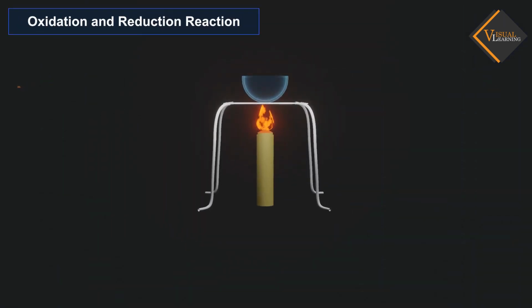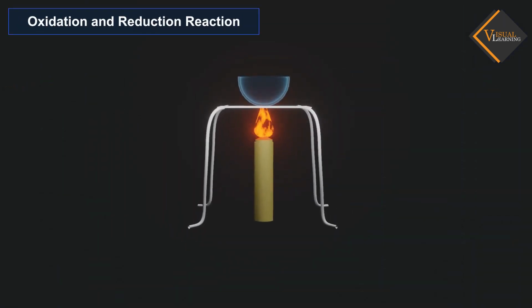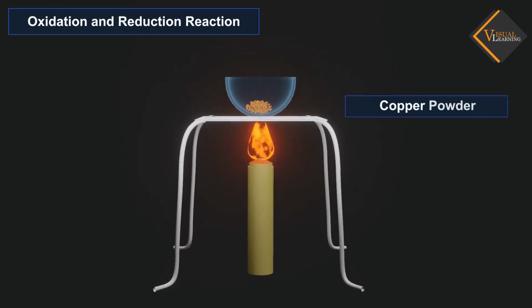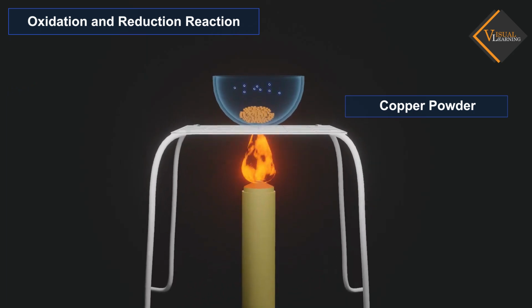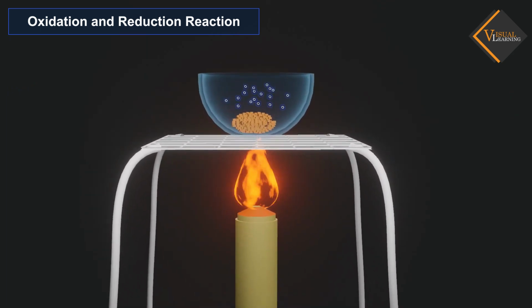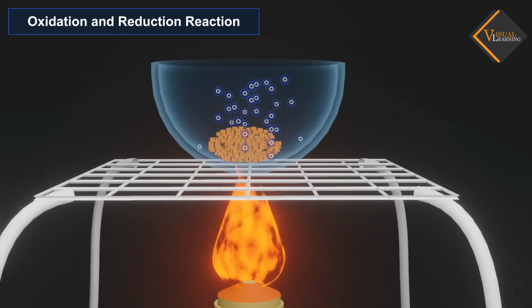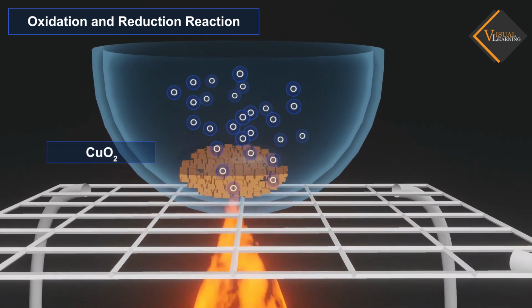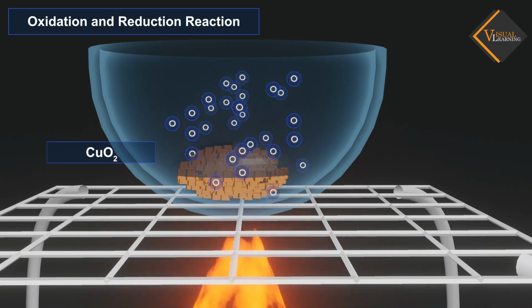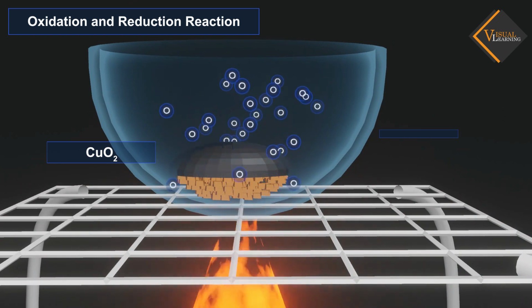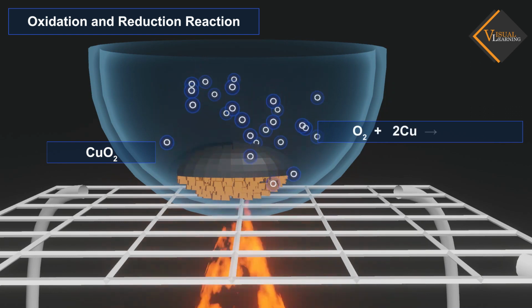Oxidation and reduction reaction. Heat a china dish containing about 1 gram copper powder. What do you observe? The surface of copper powder becomes coated with black copper oxide. Why has this black substance formed? This is because oxygen is added to copper and copper oxide is formed.